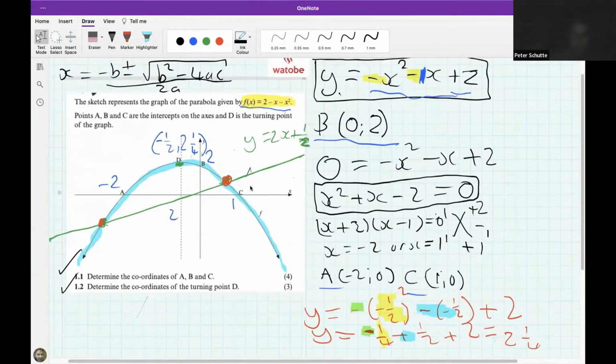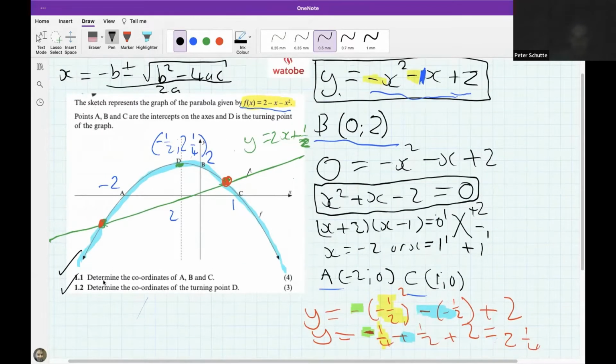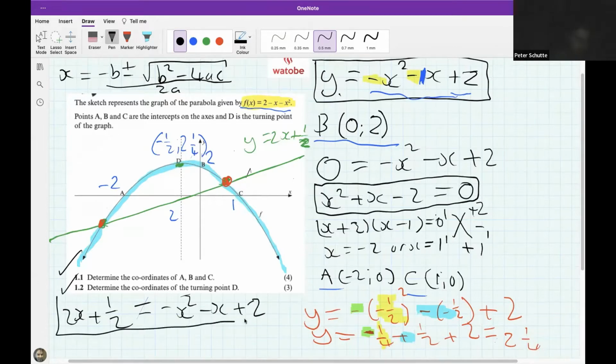Perfect. So if the one equation was 2x plus a half, and the other one was minus x squared minus x plus 2, all that we do to find intersection points is we equate them. Okay, so we're not going to solve this particular one, but this would be the equation we'd have to solve.